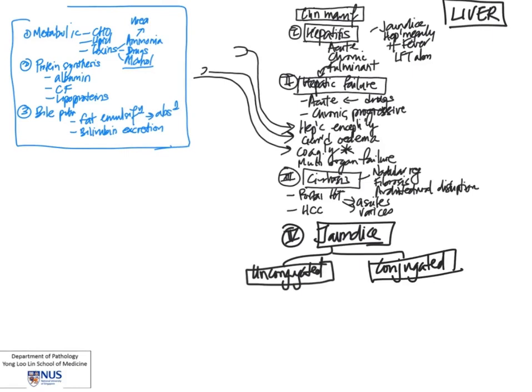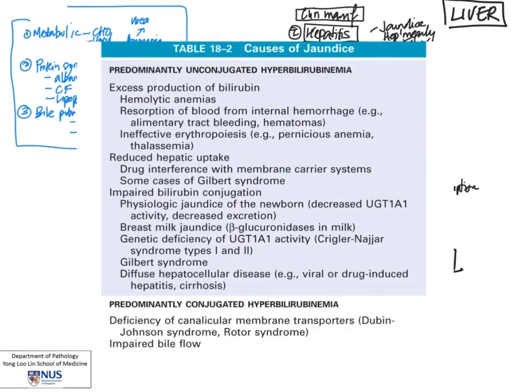So what I've done is I am going to show you a table here from your wonderful textbook, Robbins, and we can see here that the causes of jaundice are nicely divided into unconjugated hyperbilirubinemia versus conjugated. So in unconjugated hyperbilirubinemia, this can be due to excess production of bilirubin. For example, in the anemias, in hemolytic anemia, this is nothing to do with the liver itself, but because there's increased breakdown of red blood cells, this is where our bilirubin comes from. So increased production, the liver can't handle it.